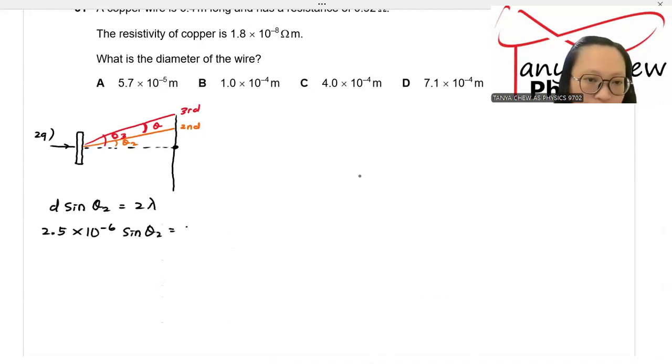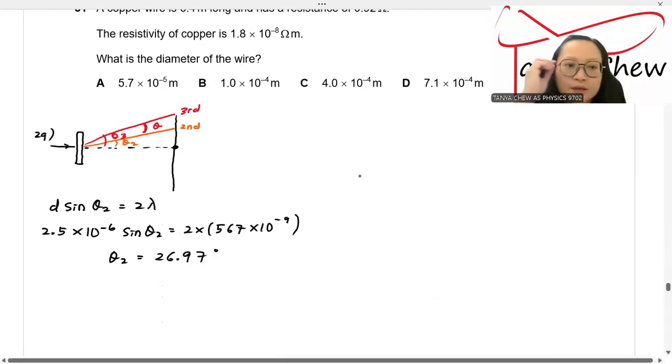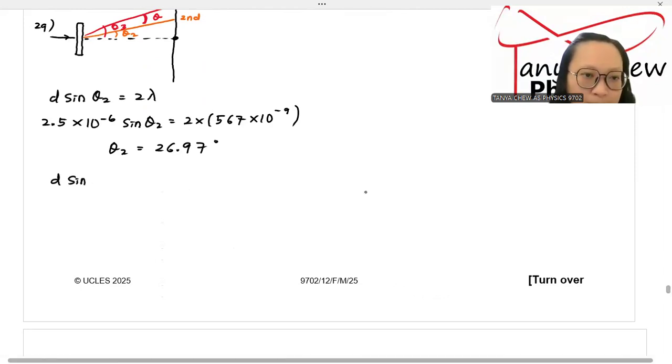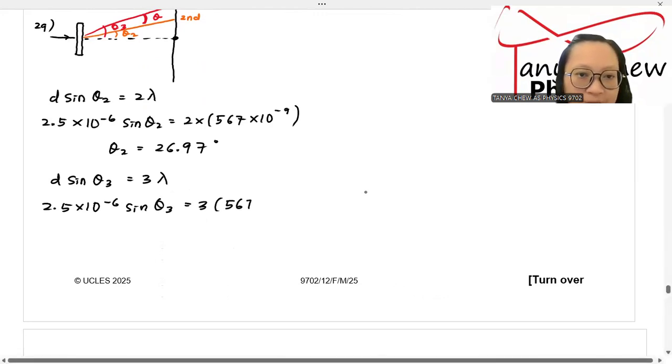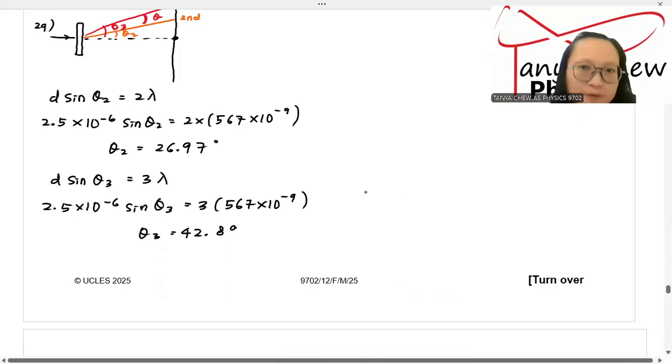So 2.5 times 10 to the power of negative 6 times sine theta 2 is equal to 2 times 567 times 10 to the power negative 9. Find your theta 2. Theta 2 is equal to 26.97 degrees. And after that, find your theta 3 using the same equation, but here you change it to 3 lambda. So 2.5 times 10 to the power negative 6 sine theta 3 is equal to 3 times 567 times 10 to the power negative 9. Theta 3 is equal to 42.87 degrees.